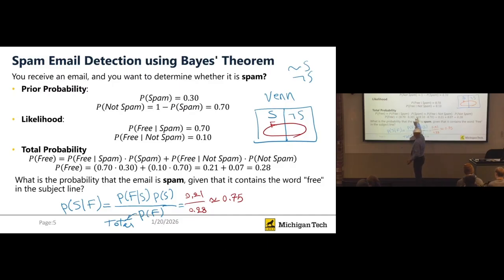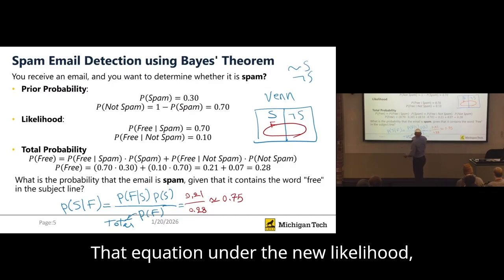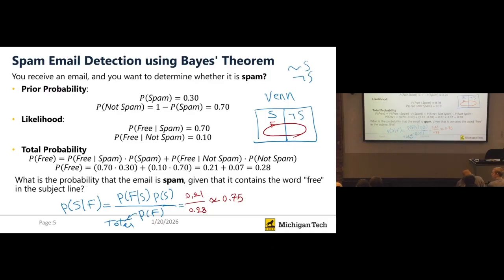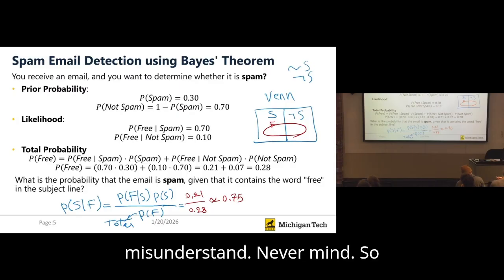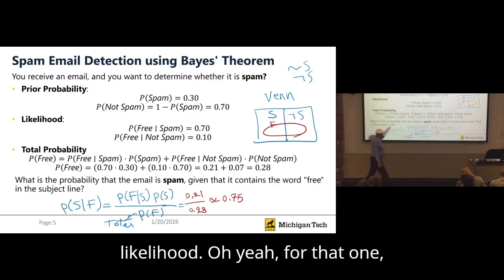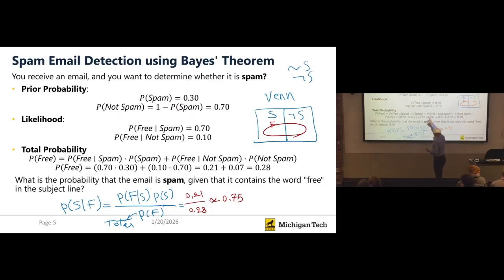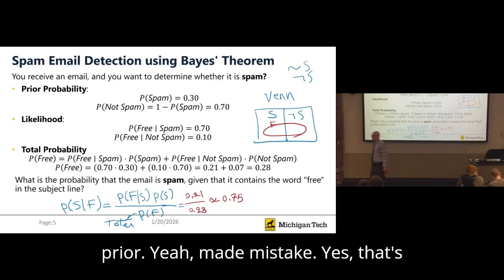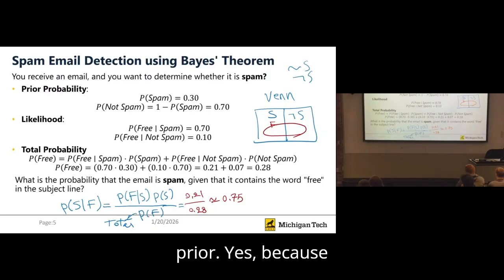You ask, yeah? That equation under the new likelihood, no? Why isn't the likelihood the 0.7 and the 0.1 adding to 1? Does it matter? I didn't get that. I think I misunderstand, never mind. So, yes, you are saying why this is likelihood. Oh, yeah, for that one, why that is likelihood. That's actually prior. Yeah, I made a mistake. Yes, that's prior.